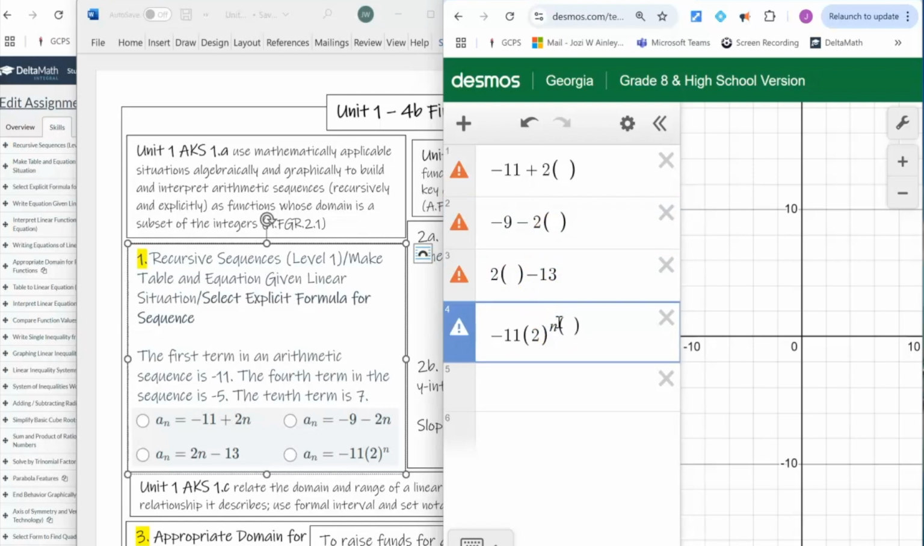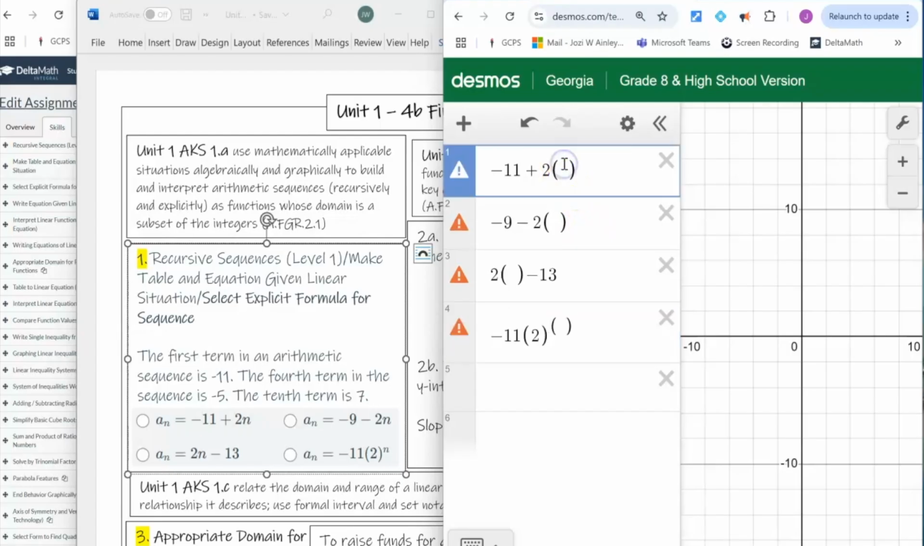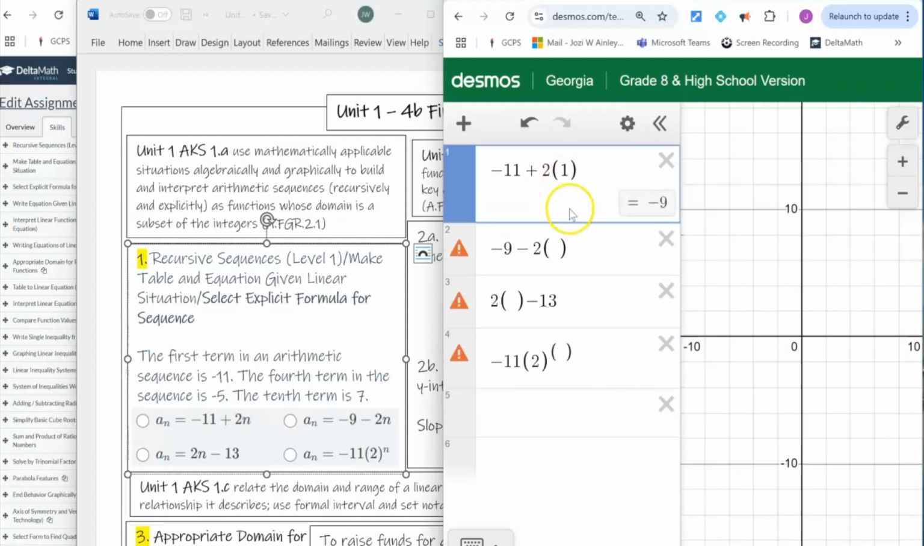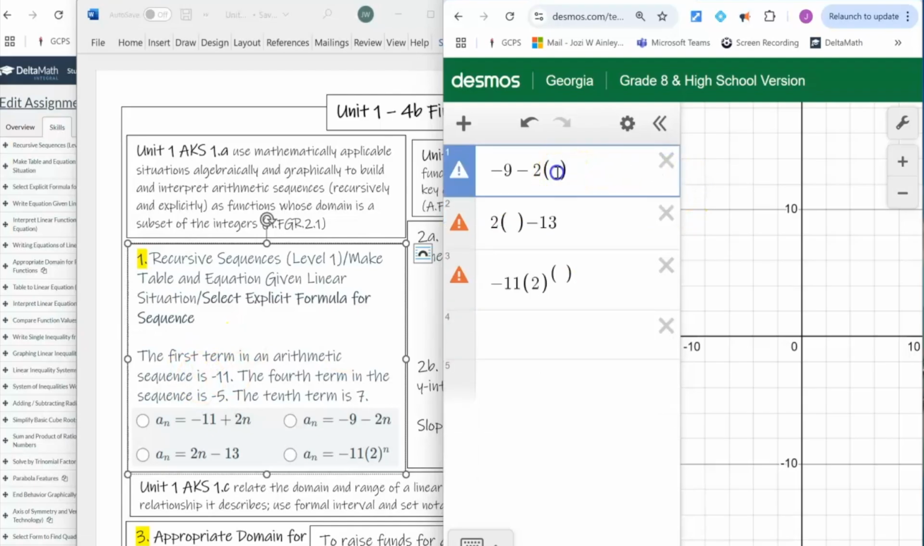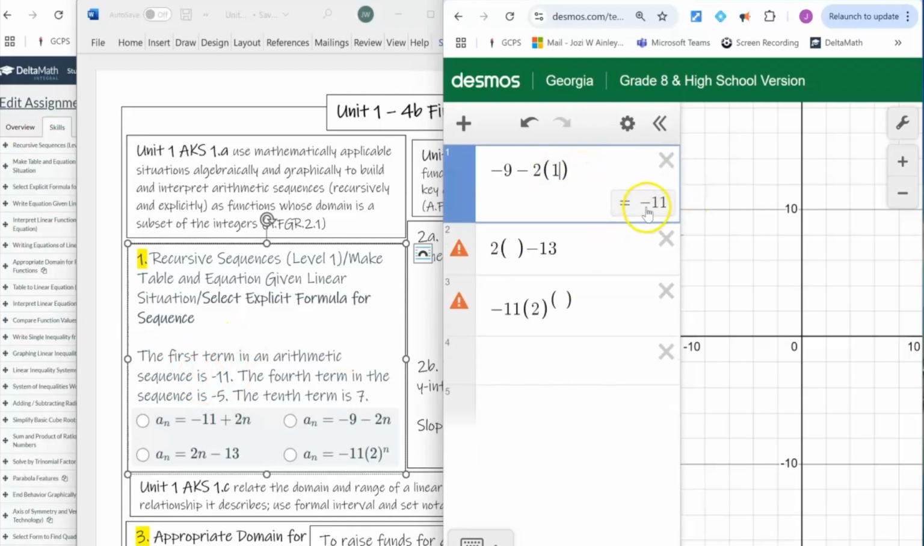And in order to put parentheses on the top, just be careful to make sure that it is on the top. All right, so if n is equal to 1, I expect it to be negative 11. Is that true? No. So it's not that first one. So that's out. When n is equal to 1, expect it to be negative 11. Is that true? Yes. But don't stop there.